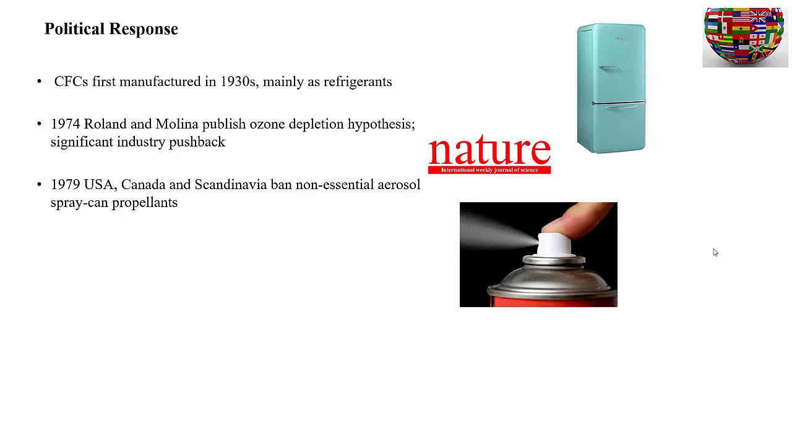But despite the pushback from industry, in 1979, the United States, Canada, and Scandinavia banned non-essential aerosol spray can propellants. At the time, these countries were world leaders. They acted to safeguard the environment, and furthermore, they enacted regulations even though industry was complaining loudly that the science was not settled. In retrospect, as you will see, it was a good thing that we did.